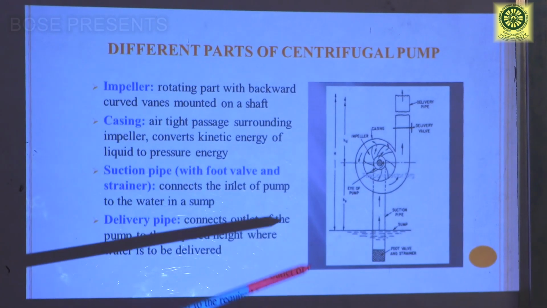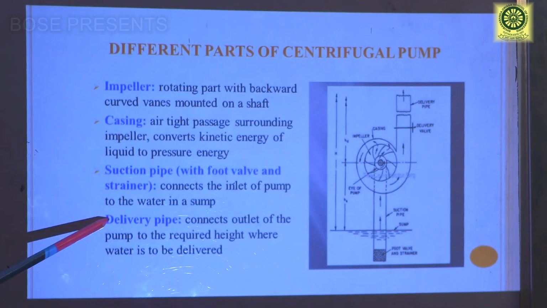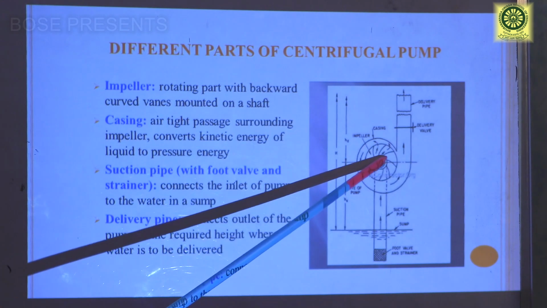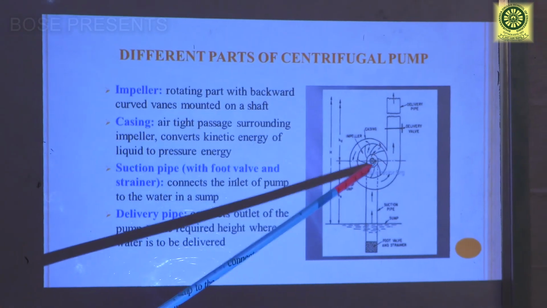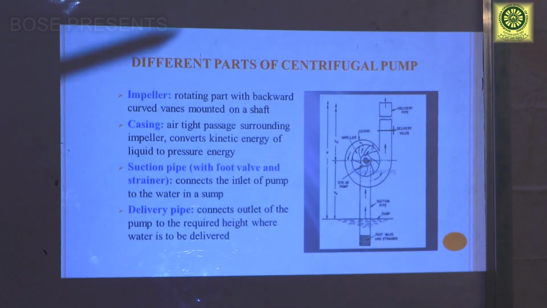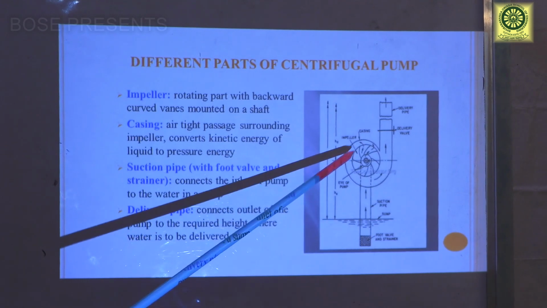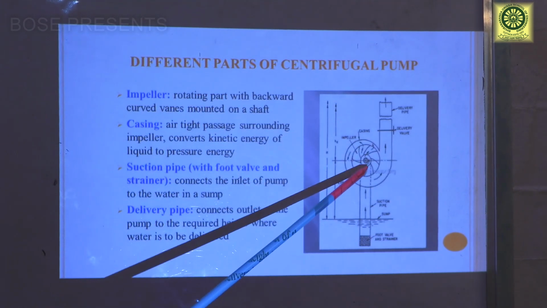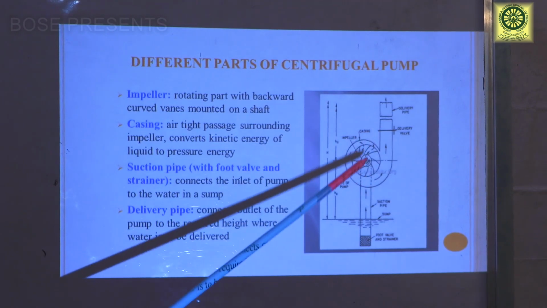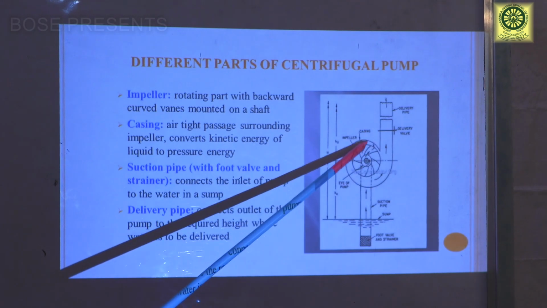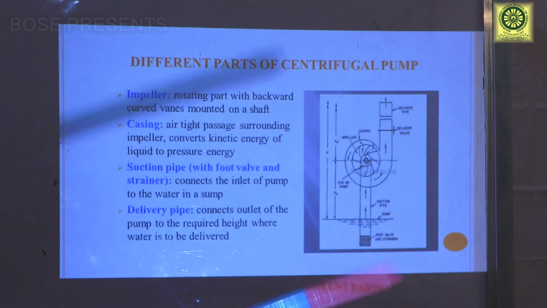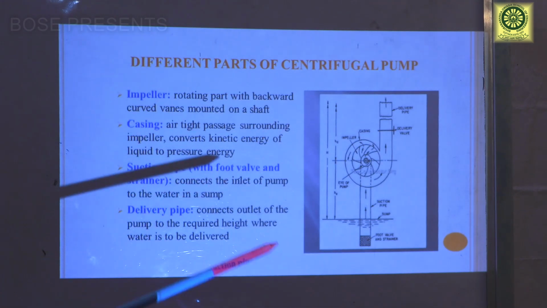There are 4 parts. First is the impeller, then casing, suction pipe and delivery pipe. This central moving region which moves inside a pump is called the impeller, and it is connected with a shaft, and that shaft is again connected with a power system from where the pump draws the power. Now second is the casing. This moving part called the impeller is covered by an airtight casing, and this casing also helps convert the kinetic energy of the liquid to pressure energy. I will be coming to it a little bit later.